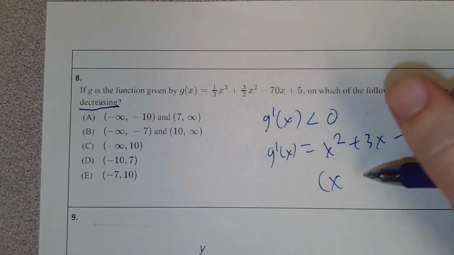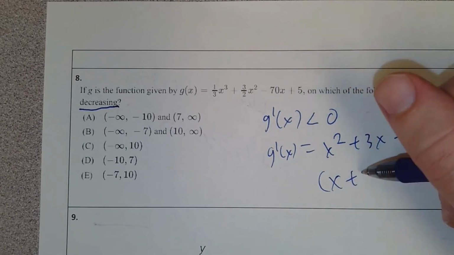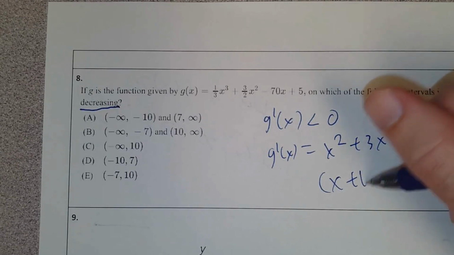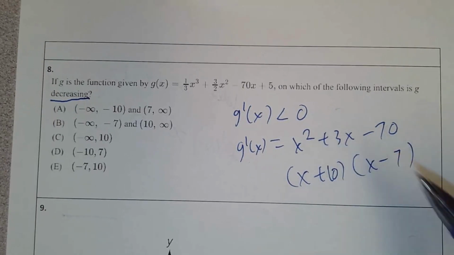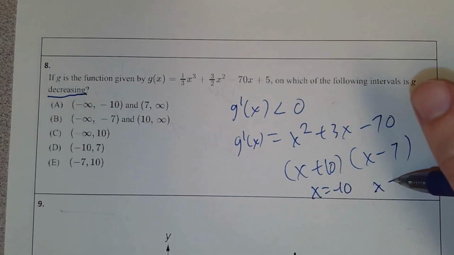This factors into x plus 10, x minus 7. Two numbers that multiply to get negative 70 and add to get 3. And my solutions would then be x equals negative 10 and x equals 7.